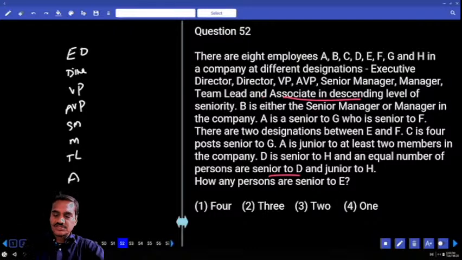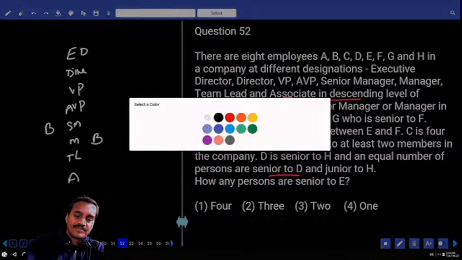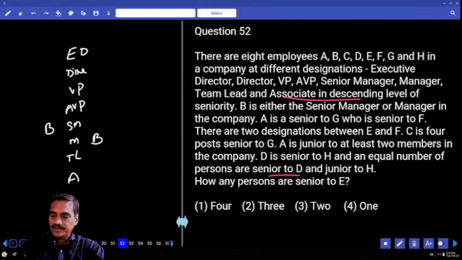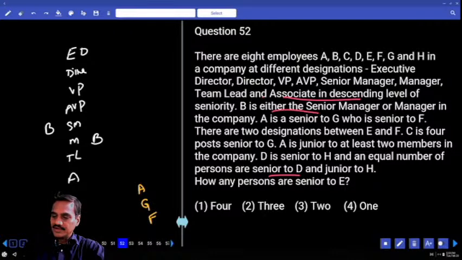What is the question? How many persons are senior to E? Now we need to find out the position of E. B is either the senior manager or manager, so there are 2 possibilities. A is senior to G, and G is senior to F. So A, G and F.